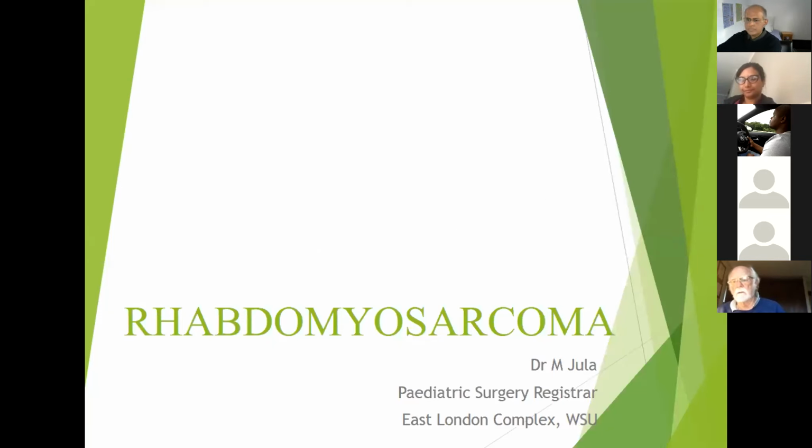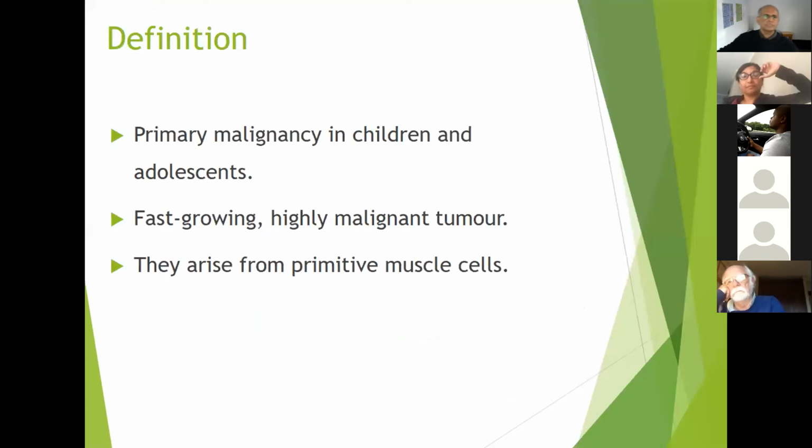I'm just going to start off by talking about the definition. It is a primary malignant tumor in children and adolescents. It is a fast-growing and highly malignant tumor, and it arises from the primitive muscle cells. You need a high index of suspicion, and early diagnosis is a key factor in the prognosis of this disease.